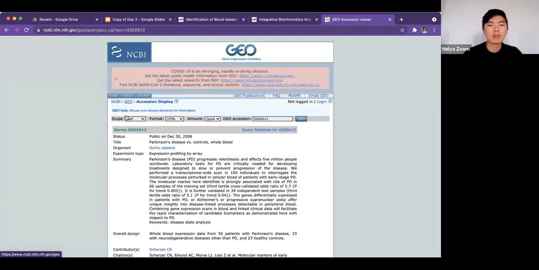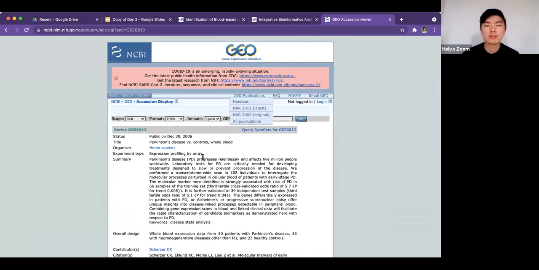So the Gene Expression Omnibus, I've thrown that word around a few times so far. The Gene Expression Omnibus is an online site hosted by the National Institutes of Health, and researchers are encouraged to upload their data from microarray and sequencing experiments to the Gene Expression Omnibus for everyone to access. I'm just going to use this one as an example. It's Parkinson's disease versus controls, whole blood.